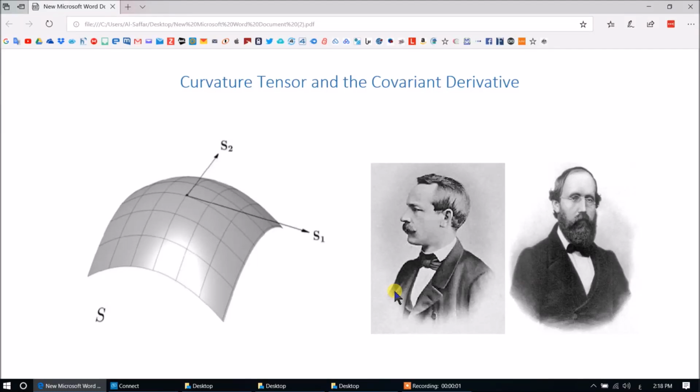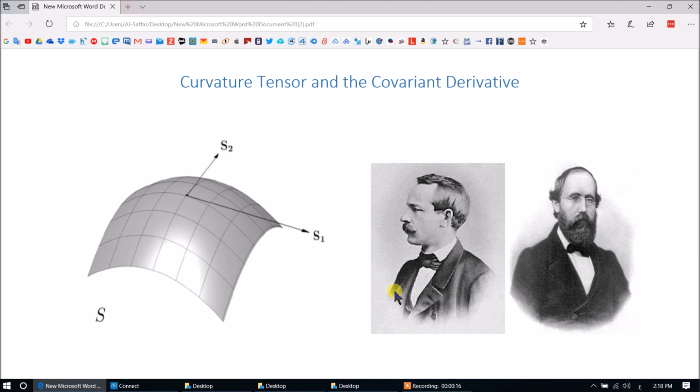Hello. So lately I made a foray into differential geometry. And yesterday I decided to make a video about what I grasped so far. So I came up with this title, Curvature Tensor and the Covariant Derivative.